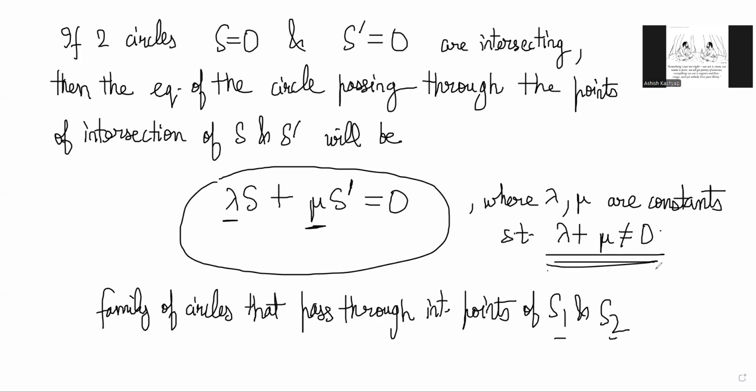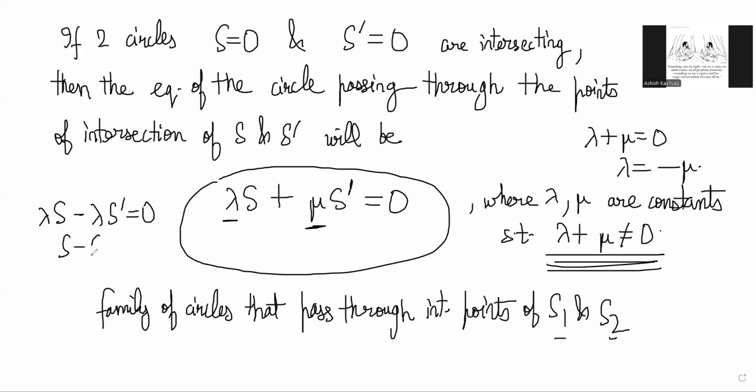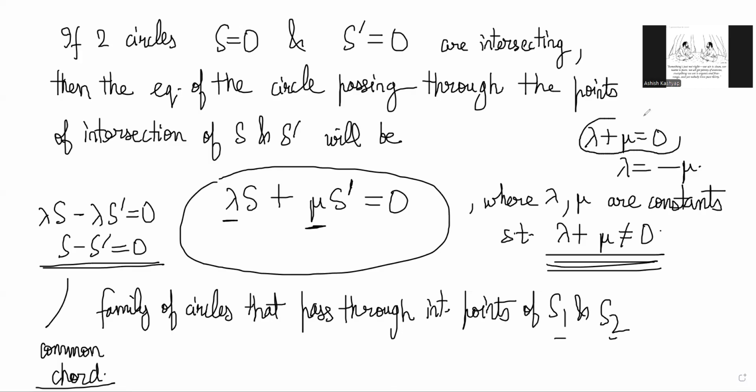Why are we writing this condition that lambda plus mu is not equal to 0? Because if lambda plus mu is equal to 0, then lambda is minus mu, and you will end up with lambda S minus lambda S dash equals 0, which is S minus S dash equals 0, which is actually the equation of the common chord. So in that special case, it becomes the common chord, right? You don't get a circle equation if lambda plus mu is equal to 0. So these two things we discussed in the last 5 minutes are super important in problems and you need to know them.